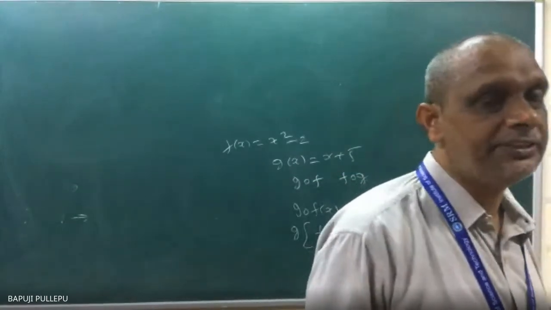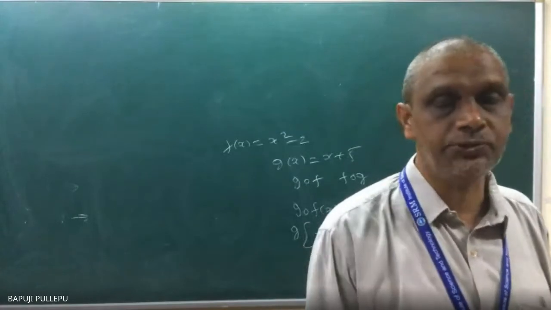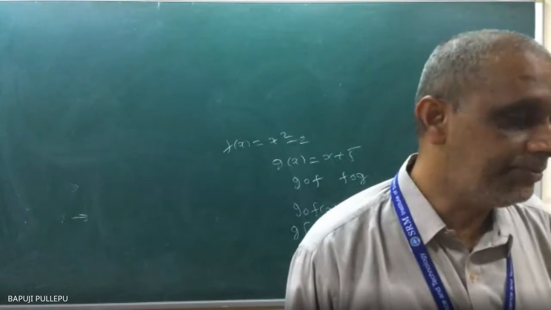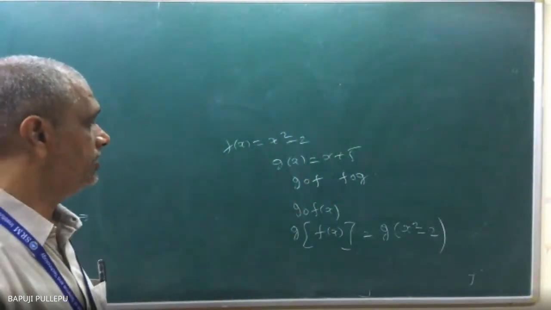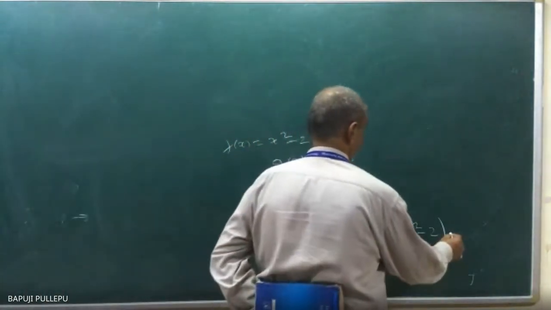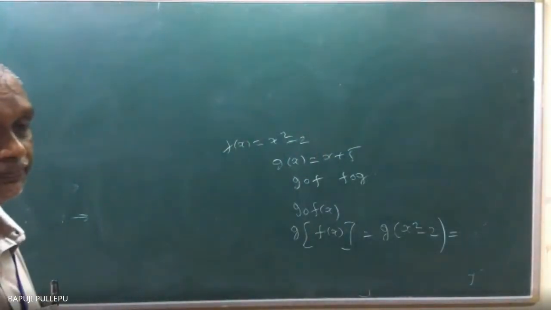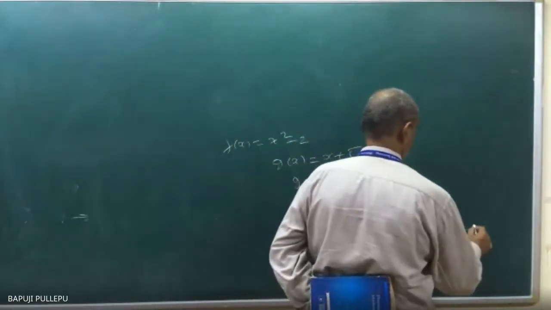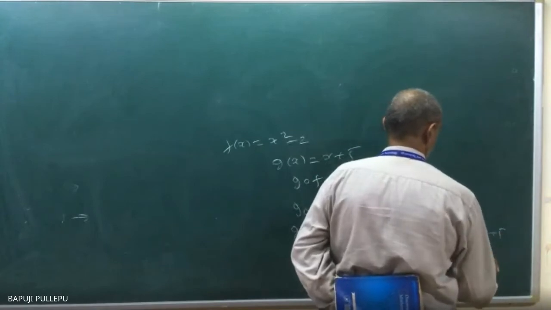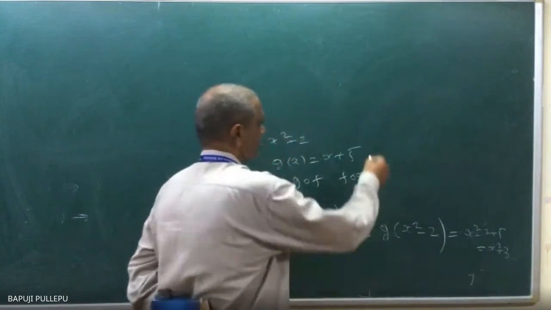Suppose g of x is equal to x plus 2 means what? G of 1, you will do 1 plus 2. G of 2, 2 plus 2. G of 3, 3 plus 2. Similarly, where I am having x, I replace it by x square minus 2. So this is equal to what? Tell me. X square minus 2 plus 5, so x square plus 3. Now, find f of g of x.